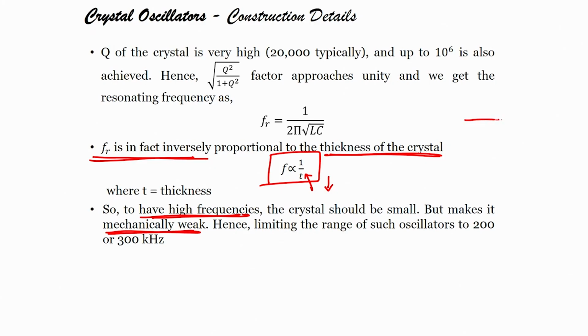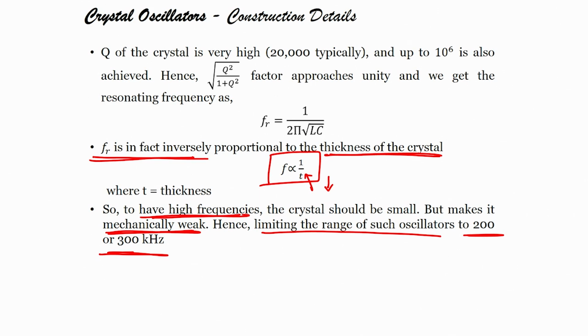As you decrease the thickness of the crystal, from here to here to here, it becomes mechanically weak, while the thicker one is mechanically strong. The thinner one can be used at a higher frequency because thickness is low, but mechanically it is weaker. Hence, the limiting range of such oscillators would be 200 hertz to 300 kilohertz.